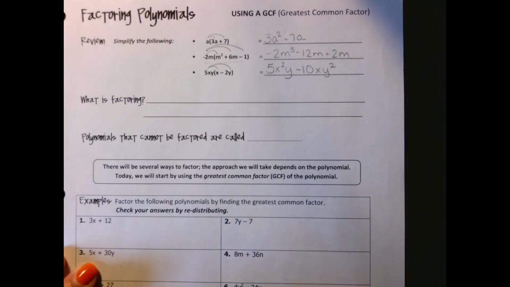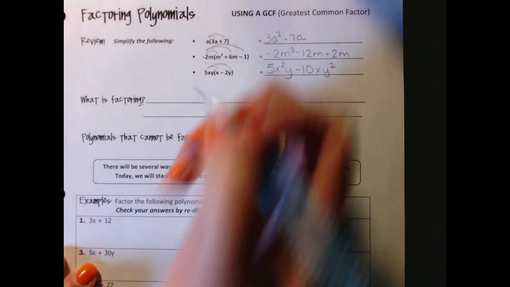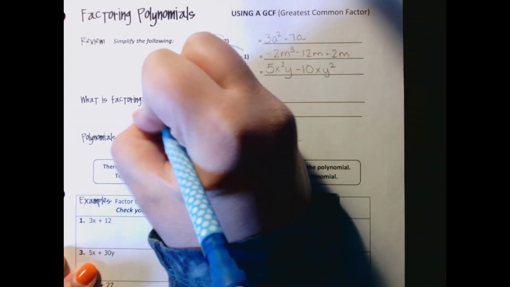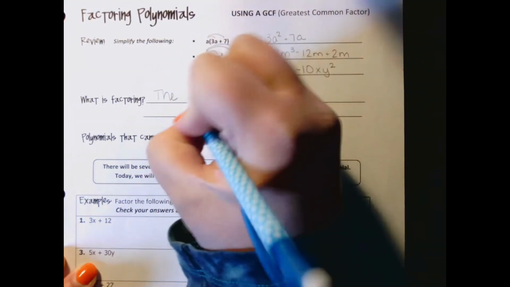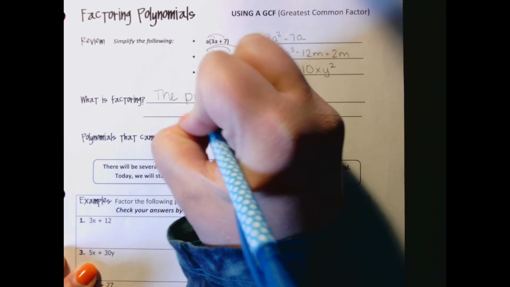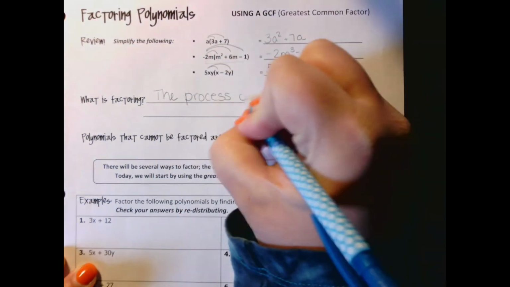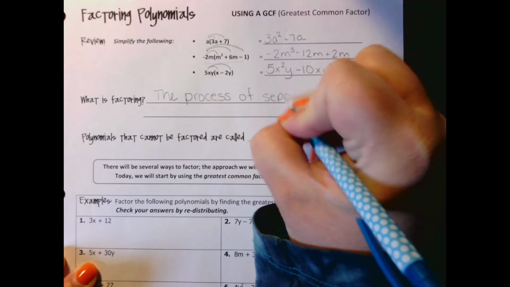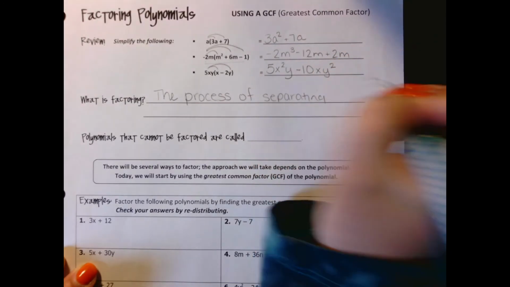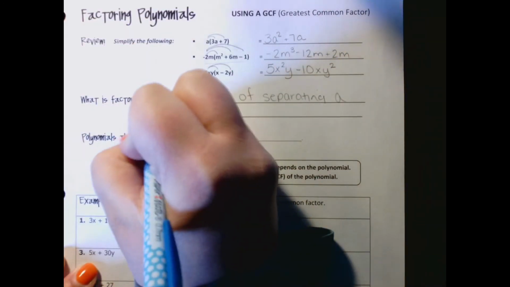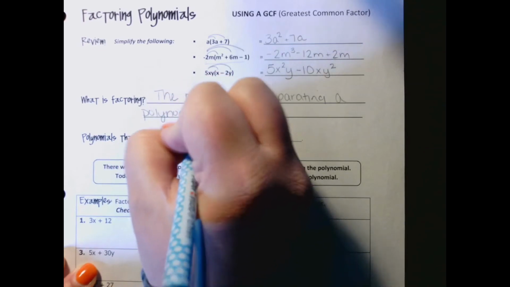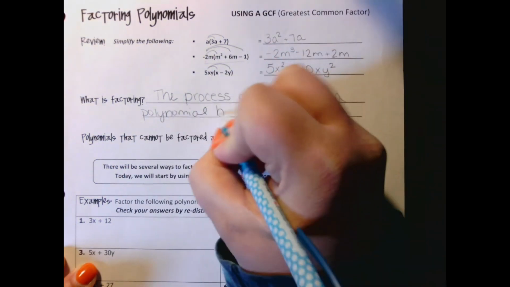Now we're factoring. So what is factoring? Factoring is the process of separating a polynomial back into a product.